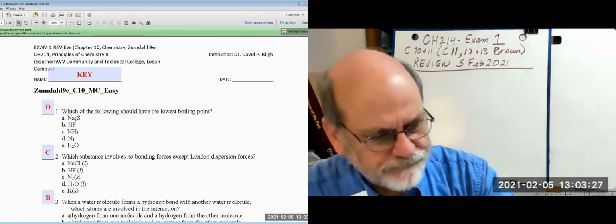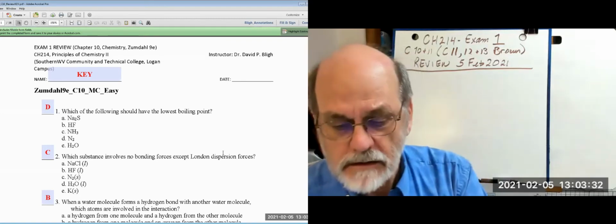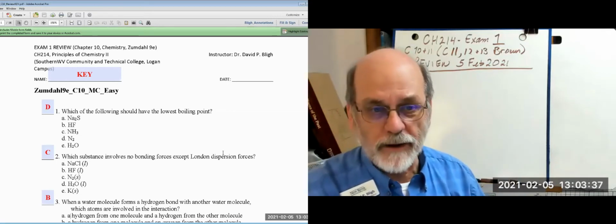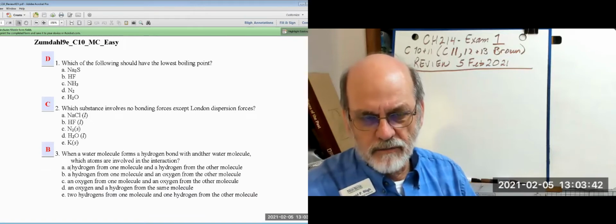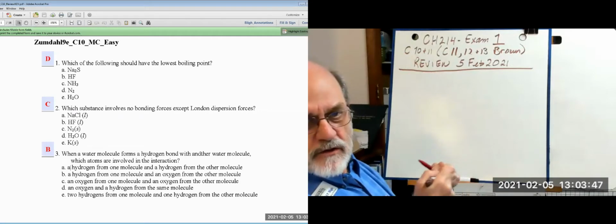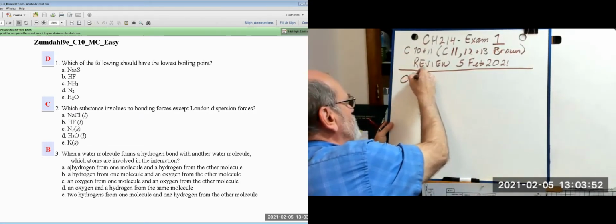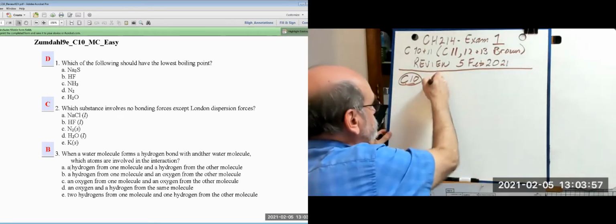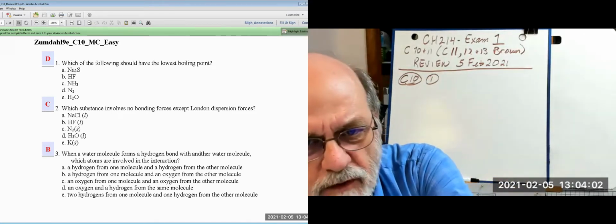Okay, so let's take a look at chapter 10, first one. Let's do number 1. Which of the following should have the lowest boiling point? So let me get things organized here. This will be for my chapter 10. And we'll do number 1. Okay. So what do we have as our choices?